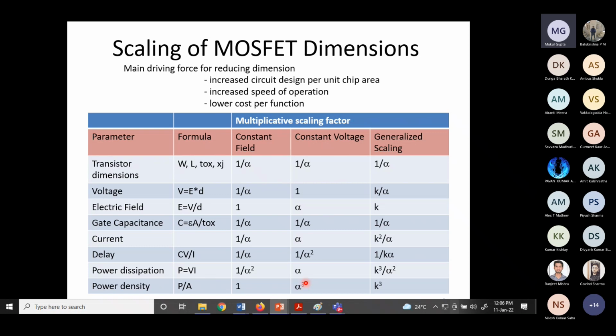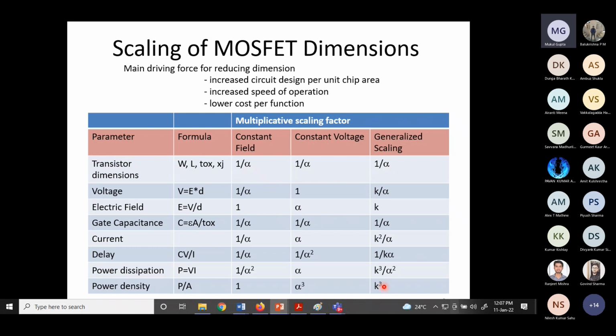So in reality, what the industry is following is generalized scaling, where they are reducing the dimension in a particular fashion, so that every 24 months you can double the number of transistors in the same silicon area, but the voltage you are not reducing that aggressively. So that way the electric field will be in between 1 and alpha, right? Electric field will be in between that, and although power density and power dissipation are going to increase, the increment is not that high, right?